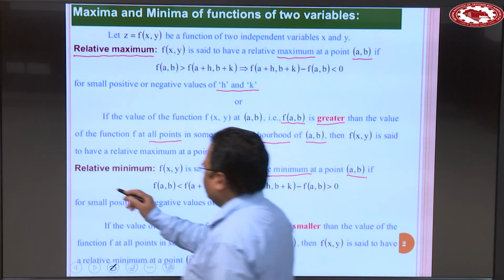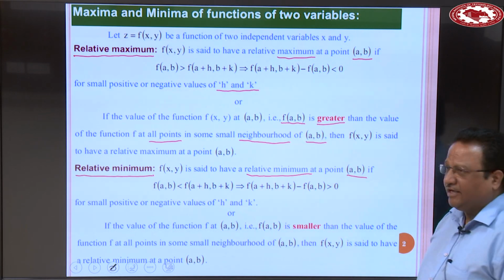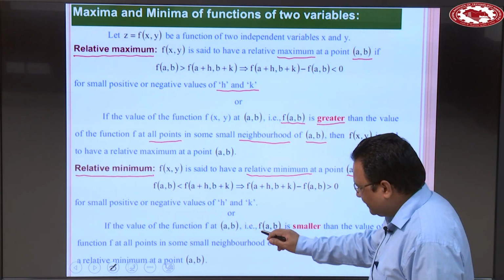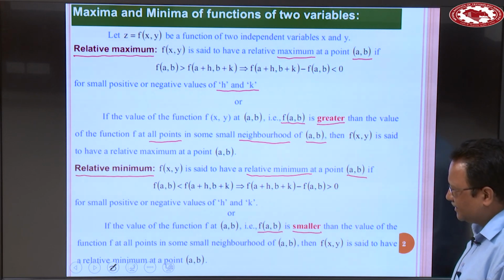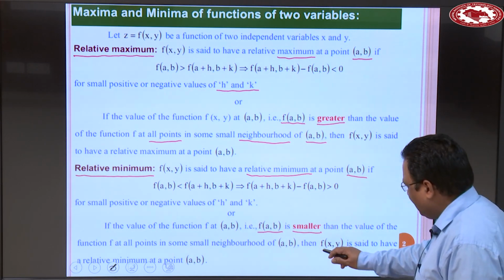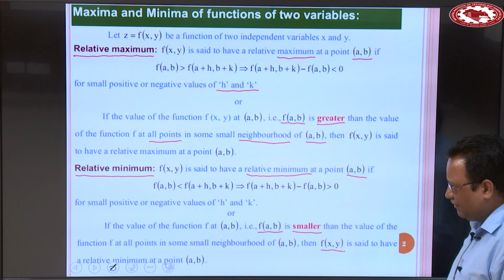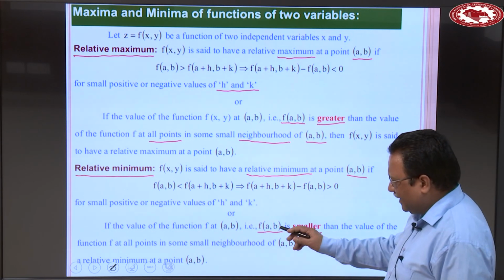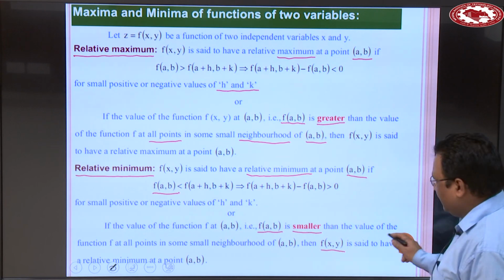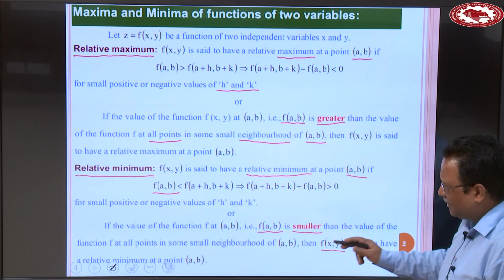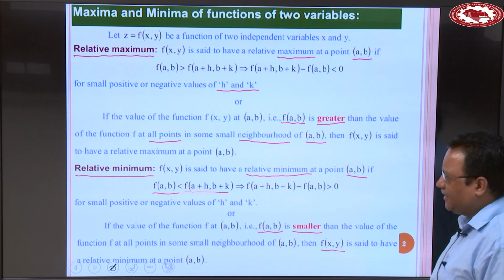In other words, we can define relative minimum this way: if the value of the function f at (a, b), that is f(a, b), is smaller than the value of the function f at all points in some small neighborhood of (a, b), then f(x, y) is said to have a relative minimum at the point (a, b).